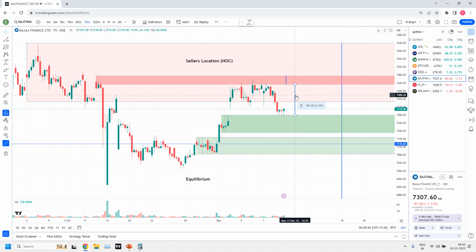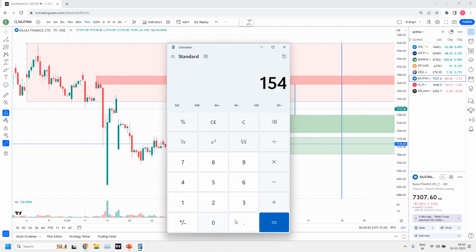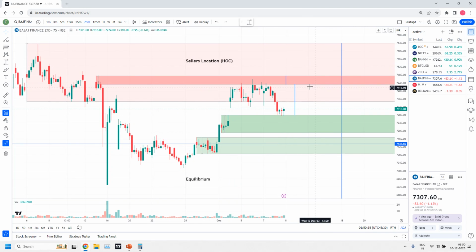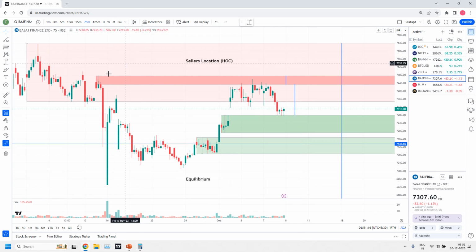What is the new reward? 154.35. 154.35 divided by, what is the risk? 43.05. Now you got 3.5, reward 1:3.5, which is excellent. Anything above 1:3. So how did we manage the risk? Just minimize by changing the proximal entry. Now we have gone for proximal type 3 entry.